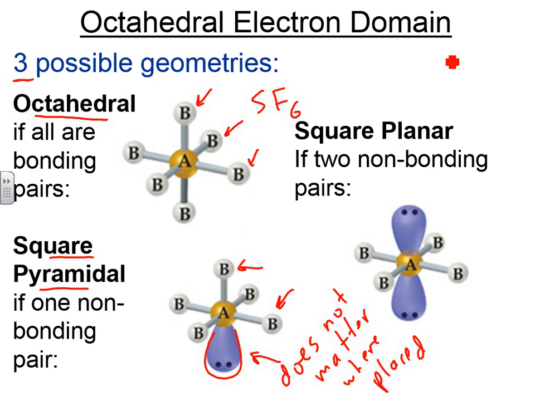In fact, they all have 90-degree angles between each one of these atoms. So it's called square pyramidal because it has a square base and it actually looks like a pyramid. And that's why it's called square pyramidal.